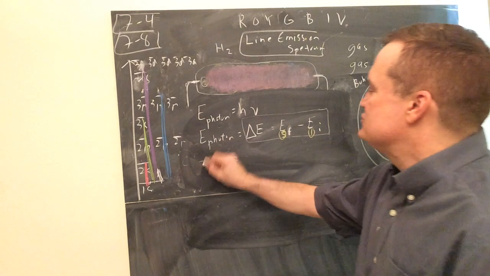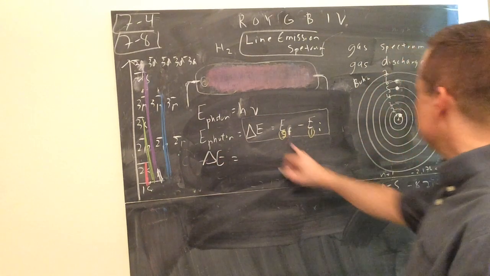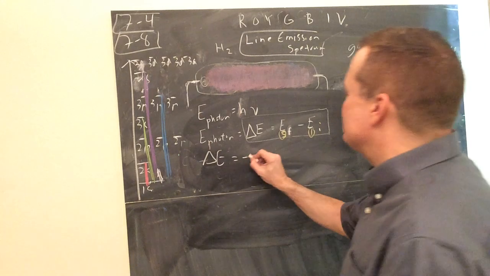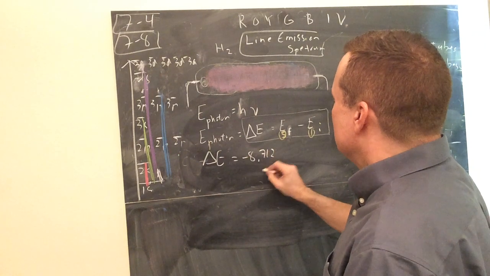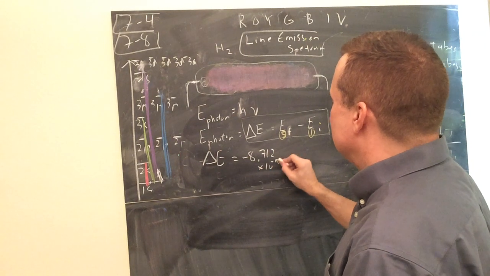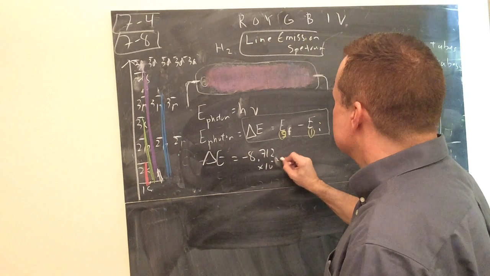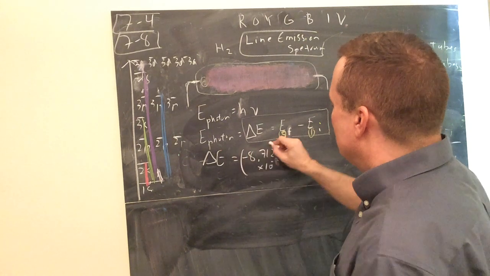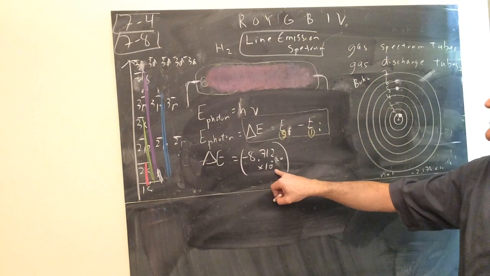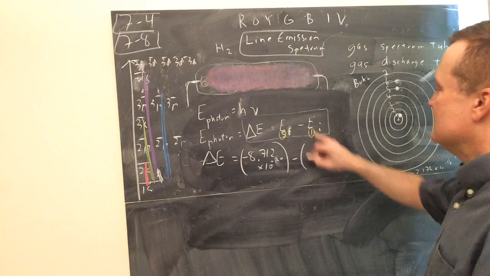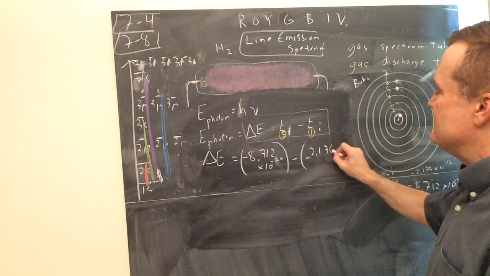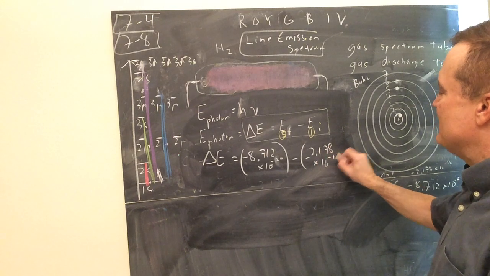So watch this. Change in energy equals, at level 5, it was negative 8.712 times 10 to the negative 18. No, 10 to the negative 20, sorry. We just calculated that up above. Now I'm going to put negative, and I'm also going to put parentheses, minus negative 2.178 times 10 to the negative 18.